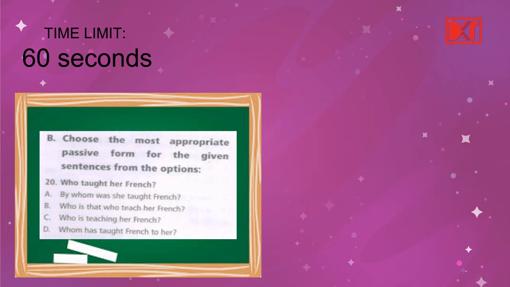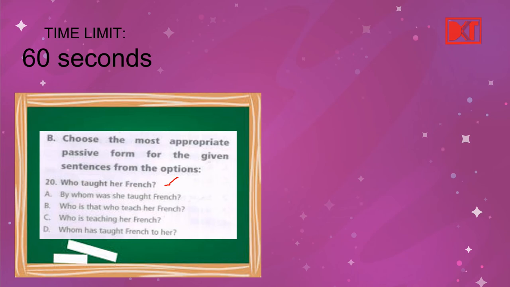Okay, so what do we have to do here? Next category of questions. Choose the most appropriate passive form for the given sentences from the options. Let's see. The question says, who taught her French? This is a question. Ye jo sentence diya hai, that is itself a question. Hame pehle recognize karna hota hai, right? Ki statement hai, ki command hai, ki question. This is a question.